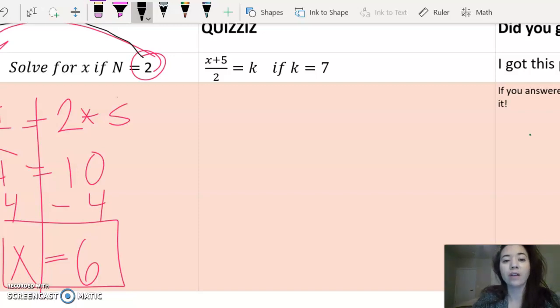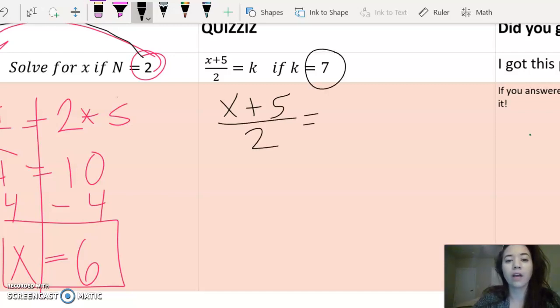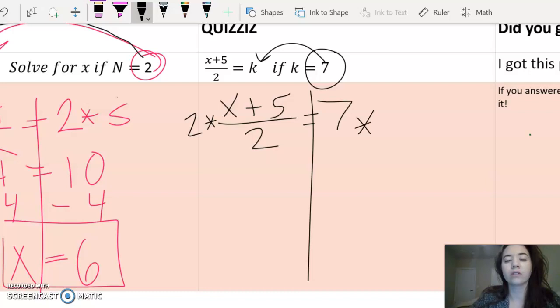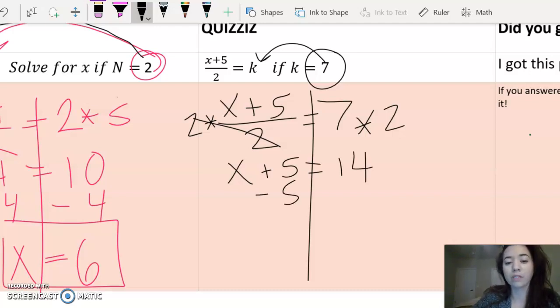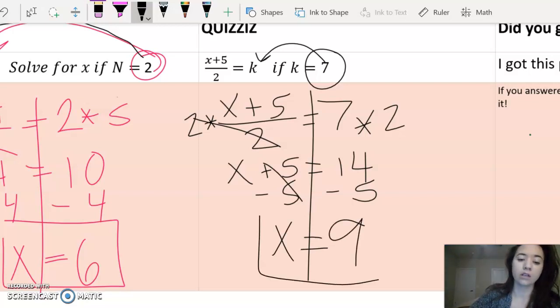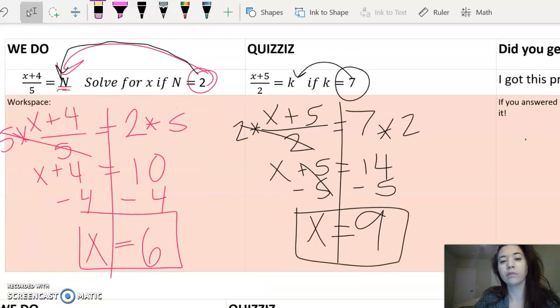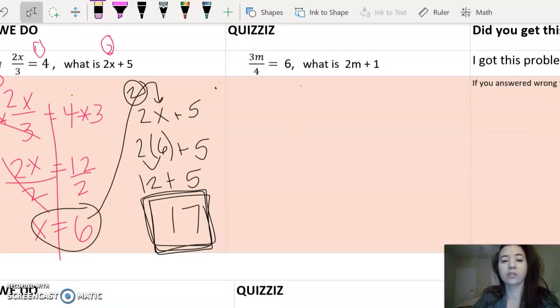So just like the other one, (x + 5)/2 equals k, but I know k is 7, so we plug 7 in for that. Multiply both sides by 2. We get x + 5 = 14. Subtract 5 from both sides, and we get x = 9. Alright, on to the next one.